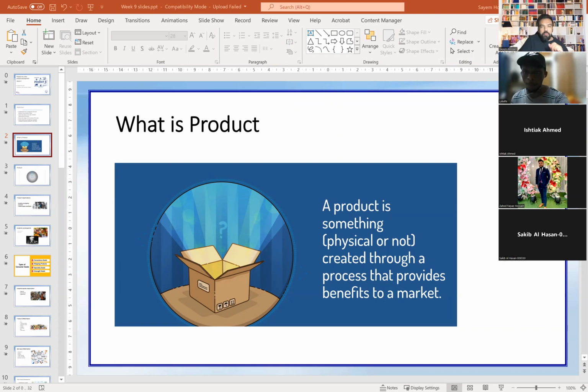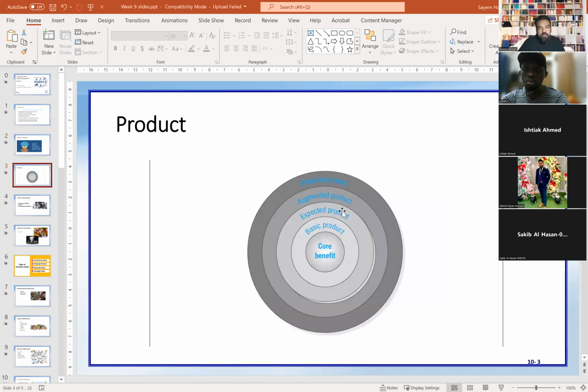Okay, so let's talk about the product levels, and that will help us to understand the concept even better. These are different levels of product. If you can see my slide, at the core of a product is what the benefit is. But if we look into the product, there are various levels of product, which is known as the customer value hierarchy.